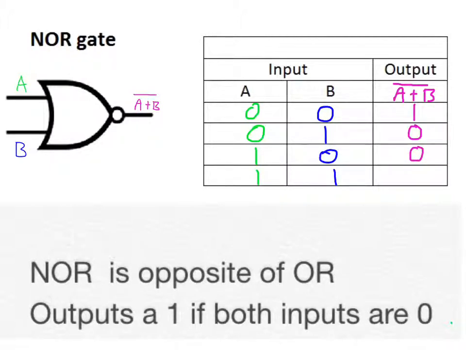Last row, we've got a 1 and a 1. The OR gate would not have cared that there were two 1s. It would have output a 1. But the NOR gate does the opposite. Outputs a 0.